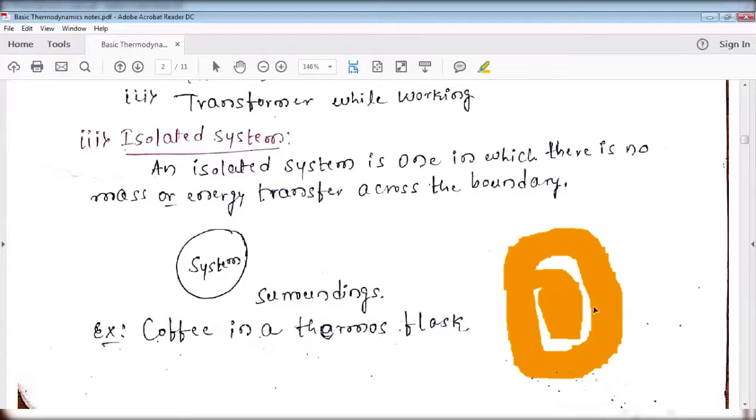Even though there is a temperature difference between the hot coffee and the atmosphere, there is no chance to transfer the heat. Why? Because it is perfectly insulated. And also there is no chance to transfer the coffee from that container to the atmosphere, or any substance from outside into the thermos flask, because it is perfectly closed. Such systems are called isolated systems.